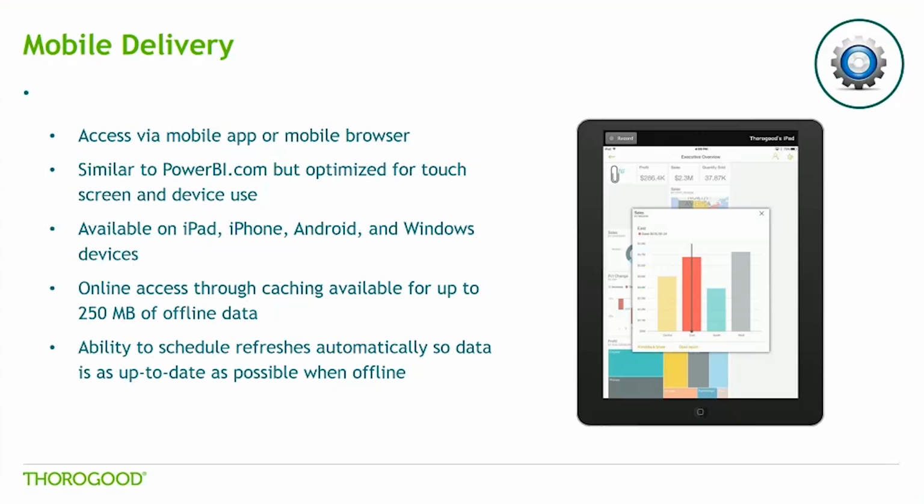Finally, a very important component of Power BI is mobile access. There are apps available for Apple, Android, and Windows devices that allow connectivity to content hosted in the Power BI service. It's also possible to enable offline caching of data, up to 250 meg limit.